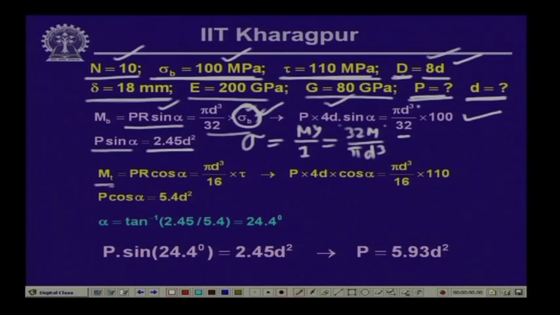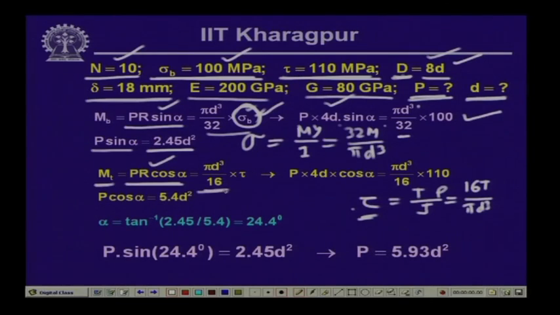Now, the twisting moment MT equals P R cos alpha, and as you know, tau equals T rho by J, where rho is d by 2, J is pi d to the power 4 by 32. So, this equals 16 T by pi d cube, and therefore the twisting moment equals pi d cube by 16 times tau. That is what is indicated here: the twisting moment is P R cos alpha and also equals pi d cube by 16 times tau, where tau is given as 110 MPa permissible, and R, as we have seen, equals 4 d.